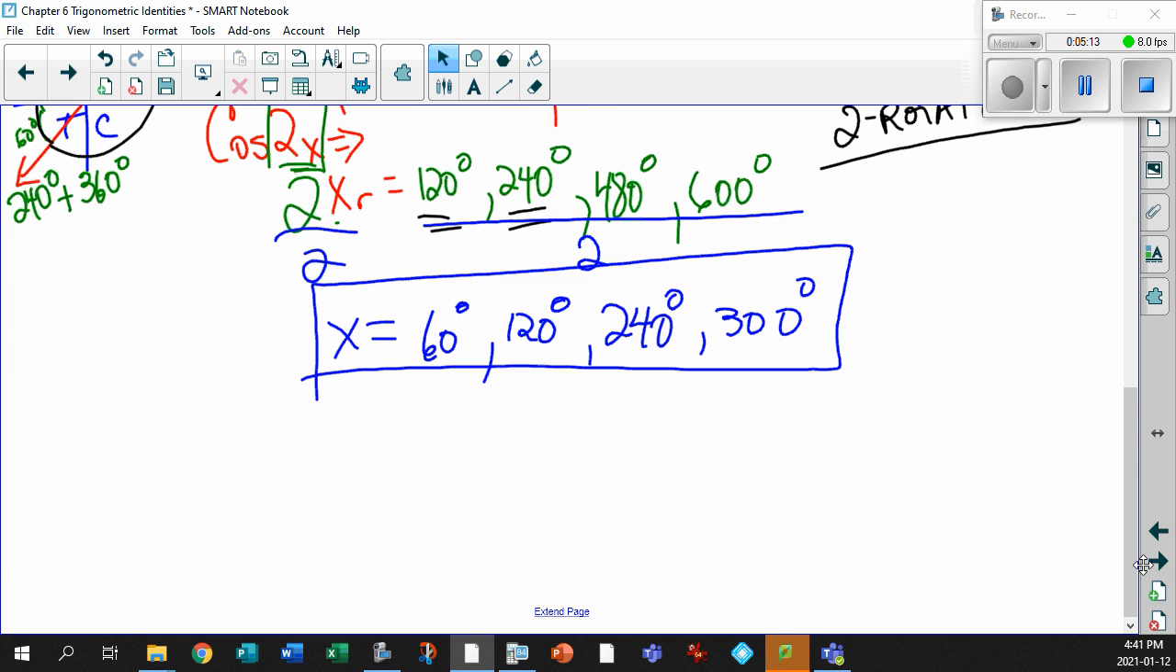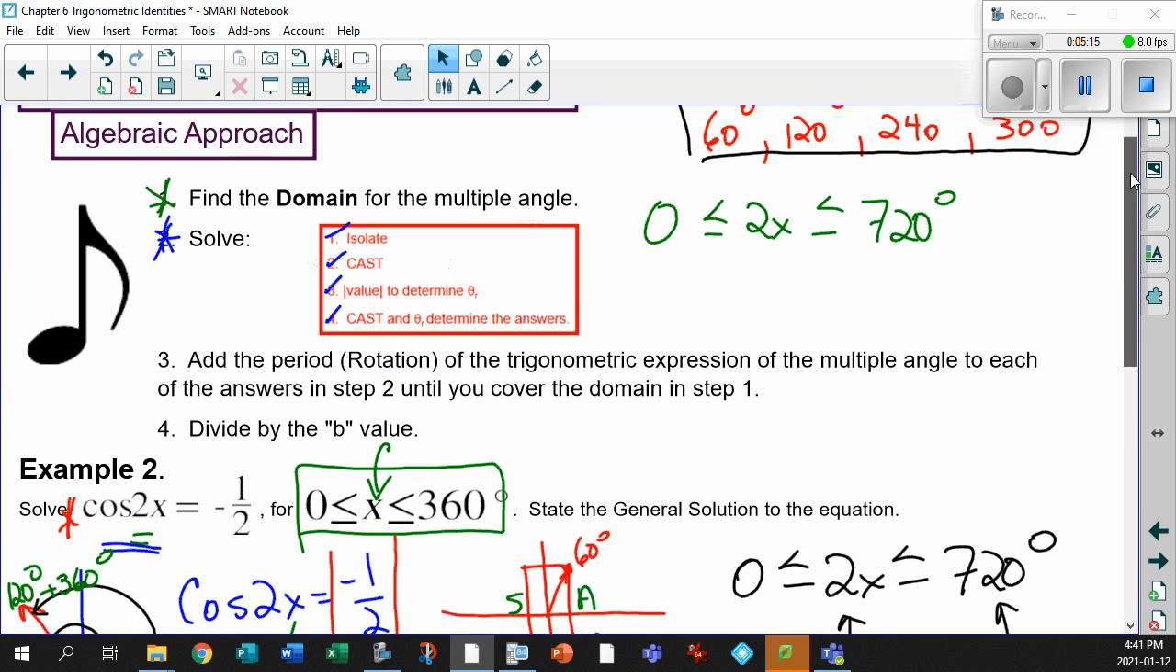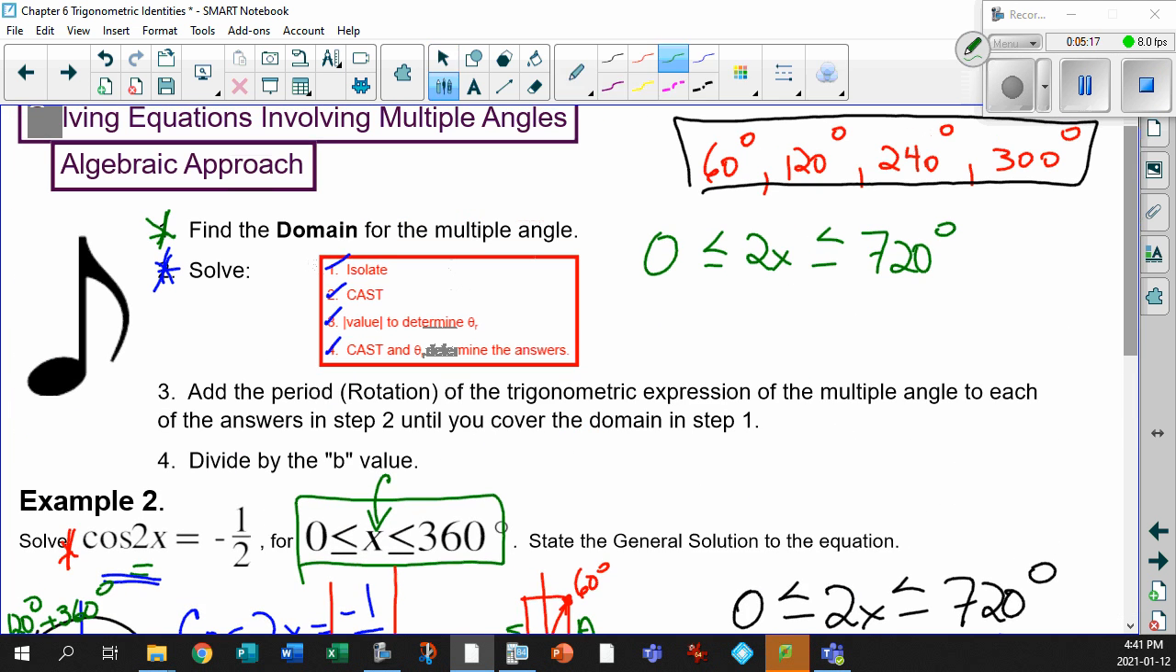So remember a couple things. Number one, find the new domain. The new domain, of course, is a multiple. That means these are all multiples. Solve, same way we always solve. Then we added the rotation to this step in order to find those multiple angles. And then simple, divide by the b value, which just happens to be the same value that I have here. And you're good to go.